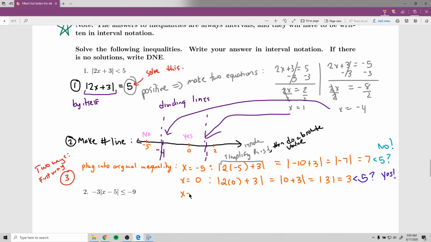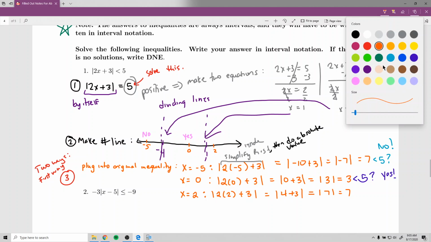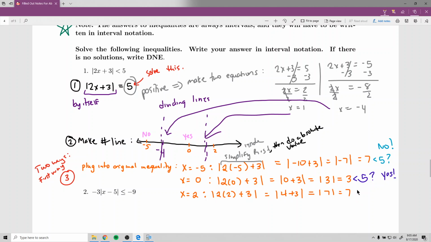All right, so the last one, x equals 2, we want to plug in. So we get 2 times 2 plus 3. 2 times 2 is 4. So we get 4 plus 3 inside, which is 7. And the absolute value of 7 does equal 7. And then ask that question one more time. Is this less than 5? No, 7 is not less than 5. I'm going to write a no above.